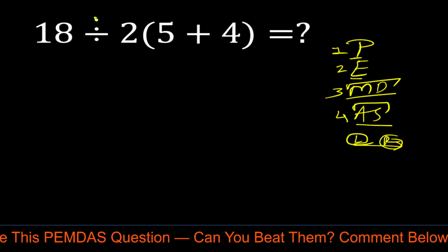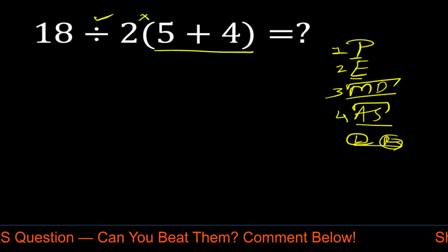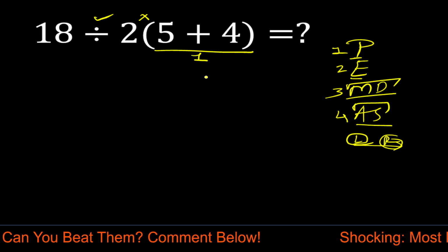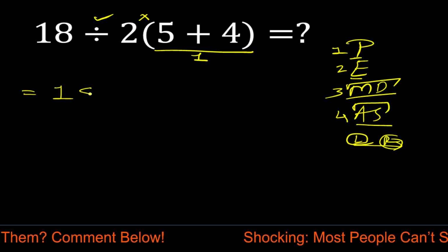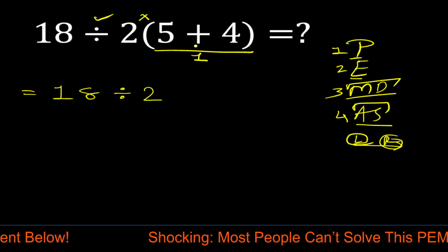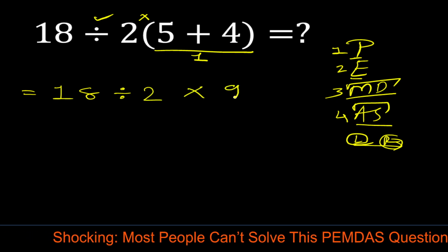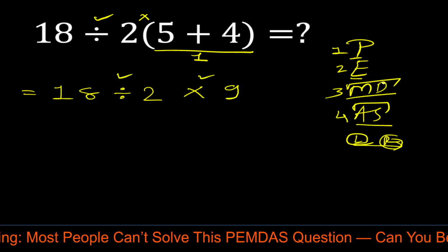So in this question, here we have division, here multiplication, and here parenthesis, right? So according to the PEMDAS rule, first we have to solve this parenthesis. So now 18 divided by 2. Now solve this parenthesis first. 5 plus 4 is equal to 9. So times 9, right? Now here we have division and here multiplication.